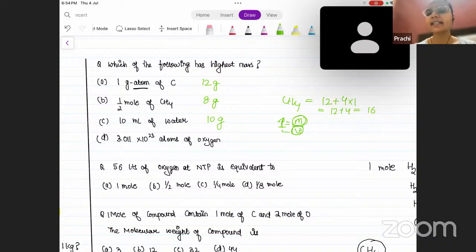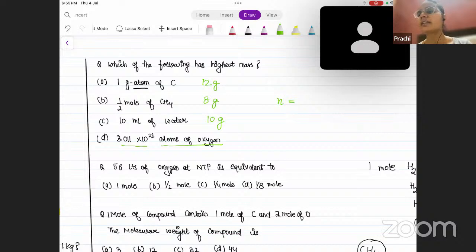Whereas it is saying 3.011 into 10 raised to the power 23 atoms of oxygen. What does it mean? We will do this one by using the formula. You are given the number of particles, right? So what will be the number of moles? You are given 3.011 into 10 raised to the power 23 divided by 6.023 into 10 raised to the power 23. So you'll get half mole, that is 0.5 moles. And the mass of 1 mole of oxygen is 16 grams.